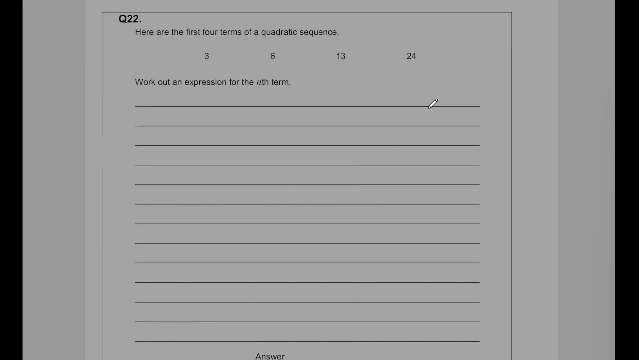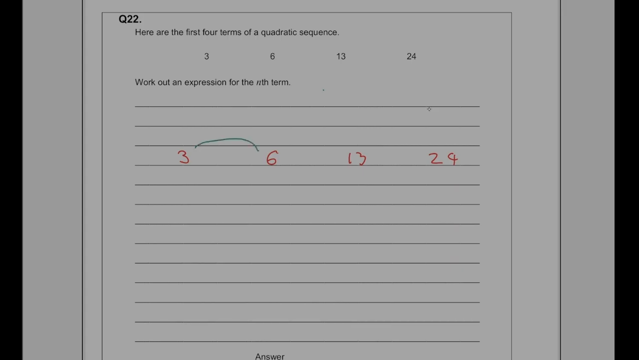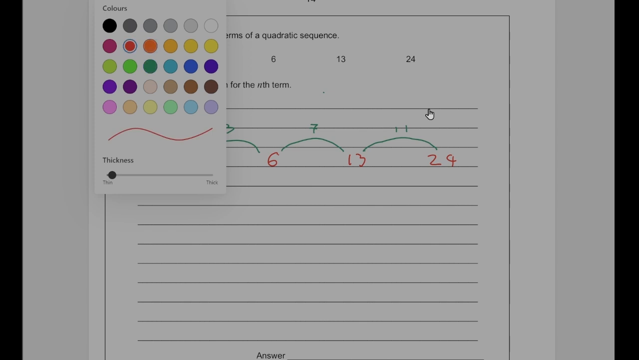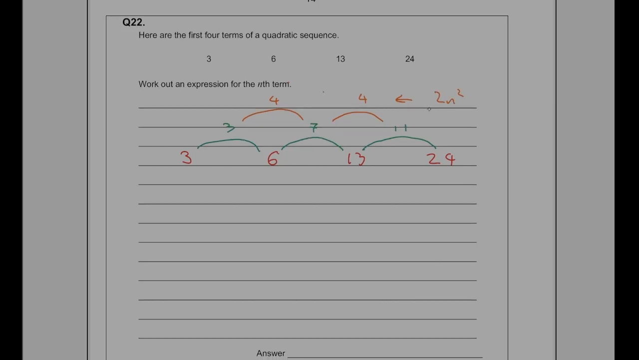Question 22. Here are the first 4 terms of a quadratic sequence. Work out the expression for the nth term. Right, so we're going to start by looking at the differences, and quadratic means that we should have a pattern in the second differences. So first set of differences we'll do in green. So difference between those two numbers is 3, those two numbers is 7, and those two numbers is 11. So second differences, we'll go orange. So difference between those two is 4. Difference between those two is 4. So the second differences being 4 means that there must be a 2n squared within our sequence.